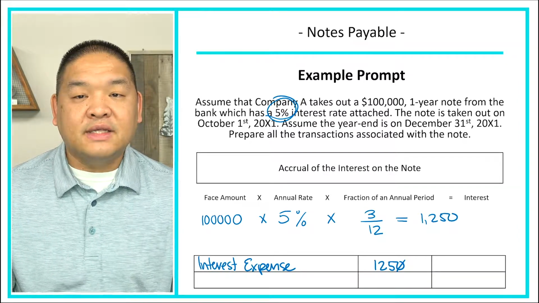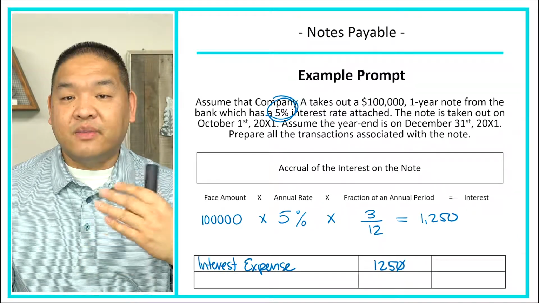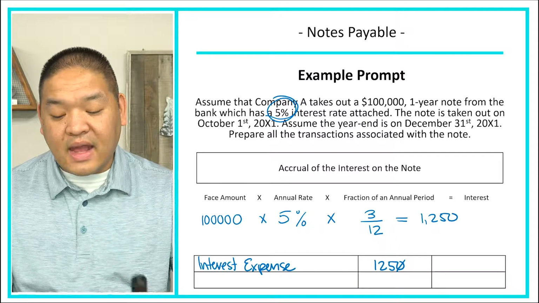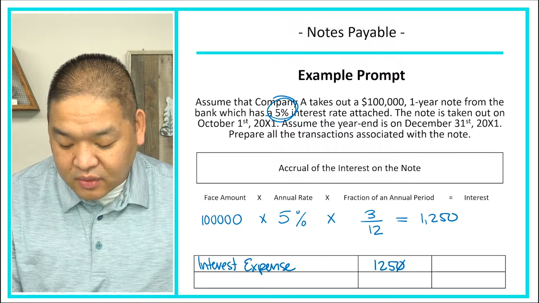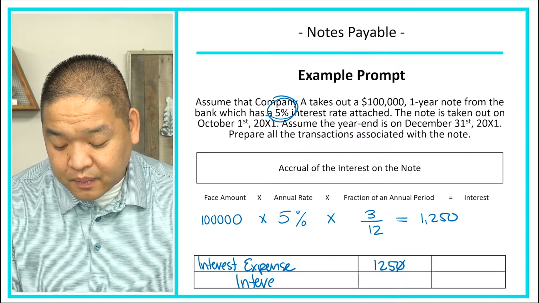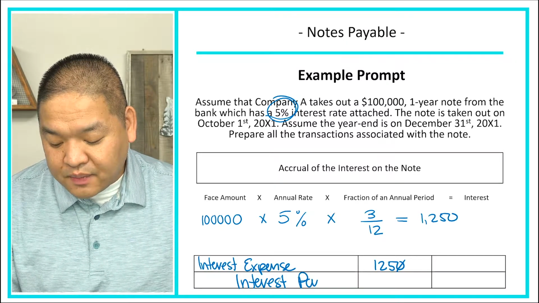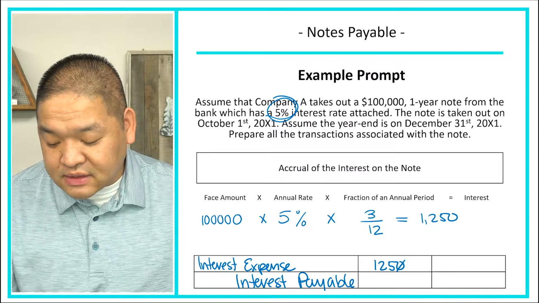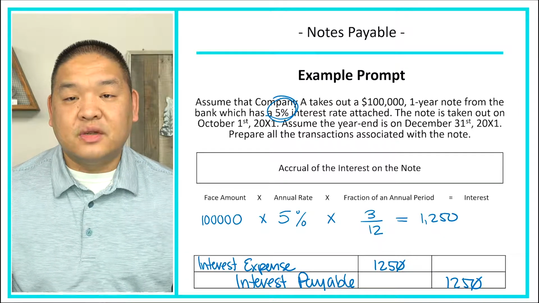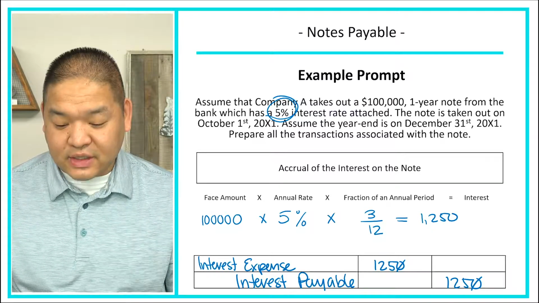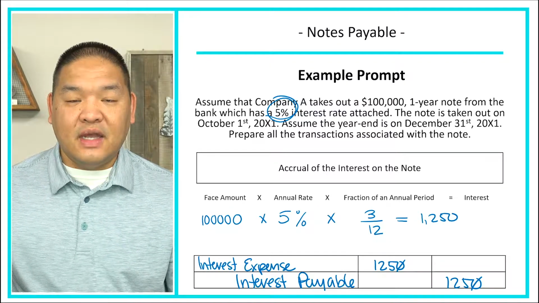And then we're going to credit not cash, because we're not going to pay it now. We're going to pay it at the end. So we are going to credit interest payable in the amount of $12.50. Okay, so that's what our journal entry would look like for the interest at the end of the year.